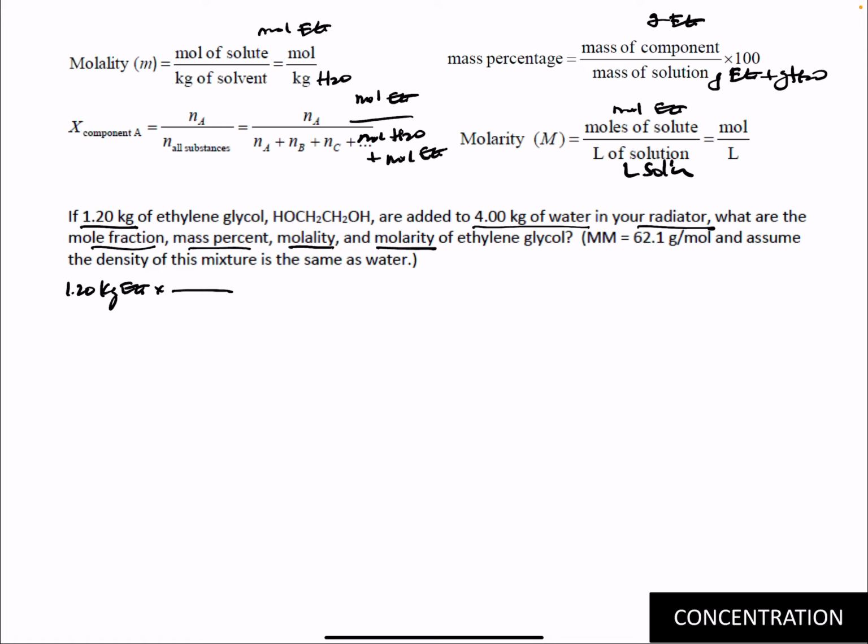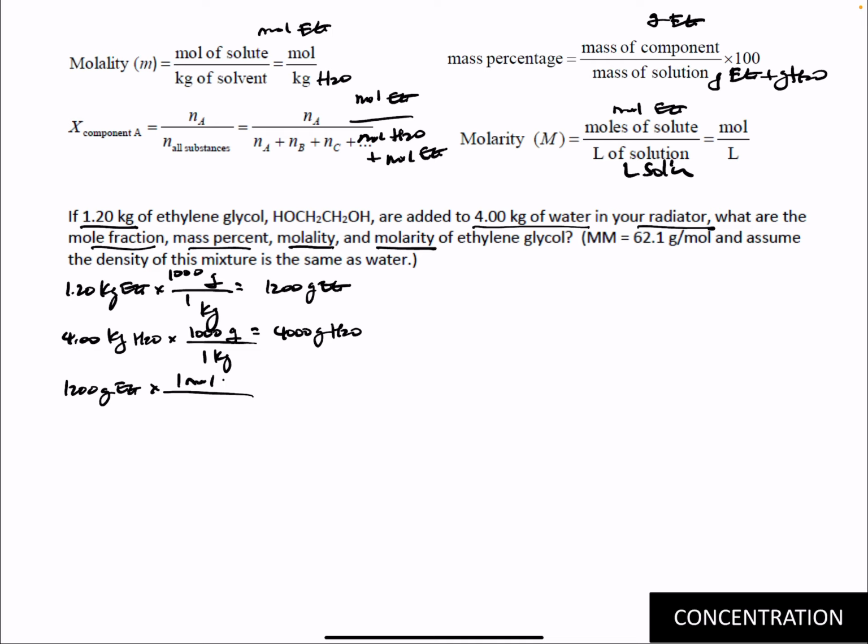Kilograms goes on the bottom, grams goes on the top, and there's 1,000 grams in a kilogram. So that will be 1,200 grams ethylene glycol. Do the same with water, H2O. 1,000 grams is 1 kilogram. It's 4,000 grams water. And then we've got to turn 1,200 grams of ethylene glycol into moles.